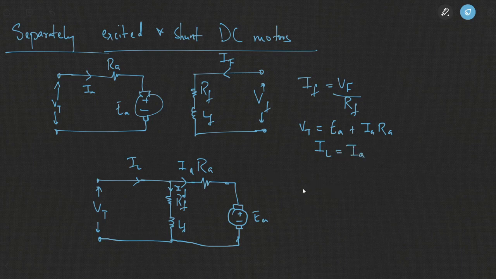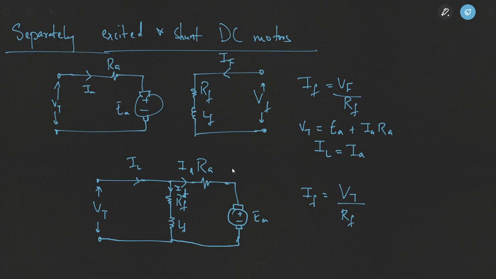Now in case of a shunt DC motor, you can see IF is the current flowing through the parallel path, through the field windings. It is equal to the voltage across it, that is VT, divided by the resistance of this winding, that is RF.